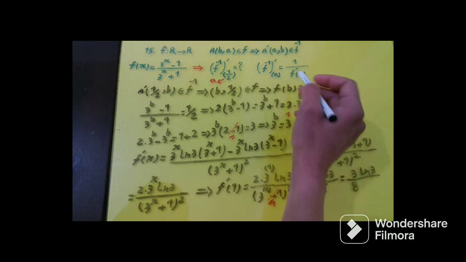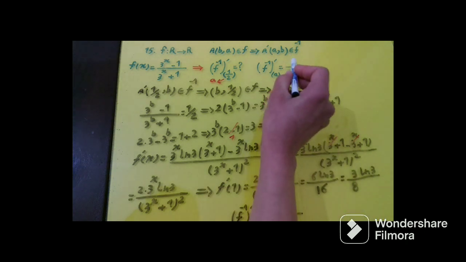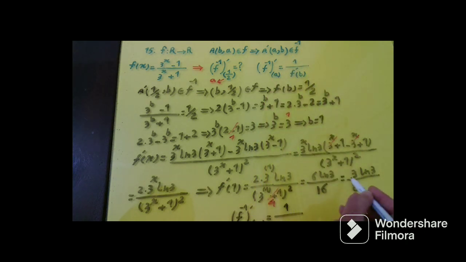According to this formula, we should write 1 over this term. It's going to be 8 over 3 ln of 3.